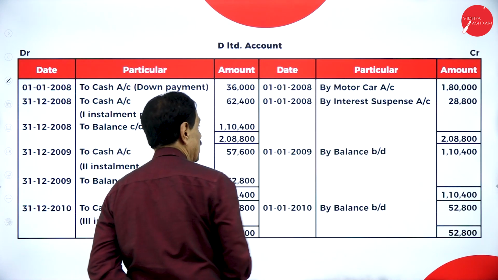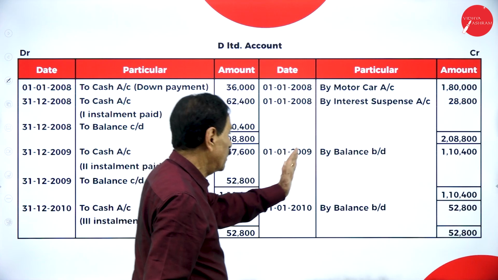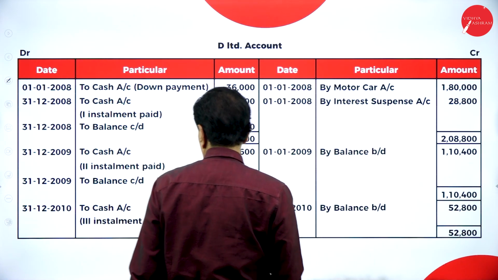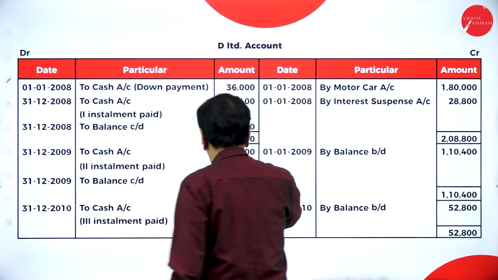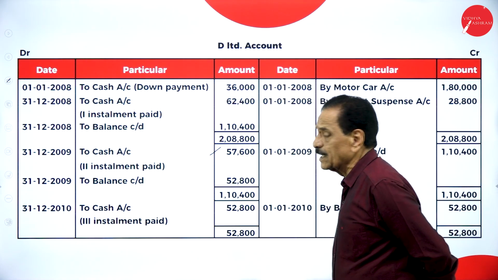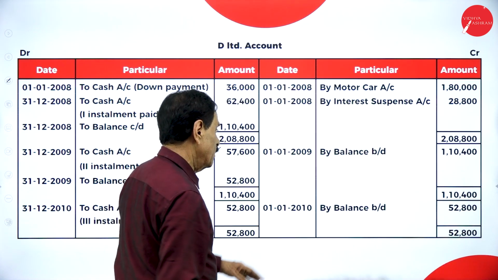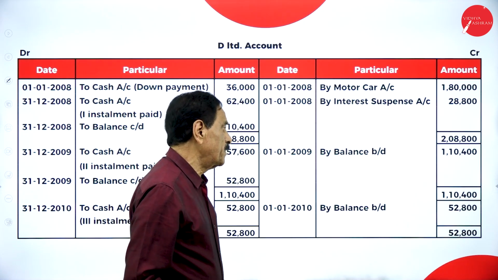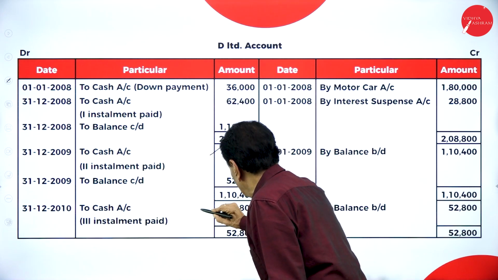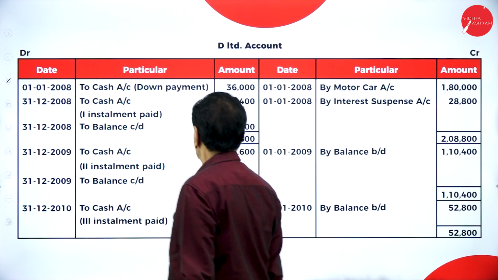Balance is 1,10,400, brought down 1,10,400. Due cash account, second installment paid 57,600. Balance carried down is 52,800. Brought down, balance brought down 52,800. Third installment paid 52,800. I will repeat.